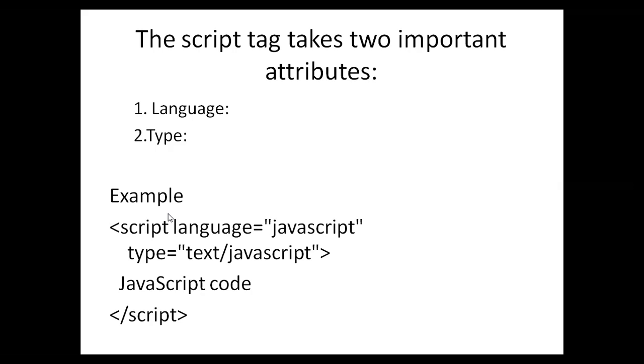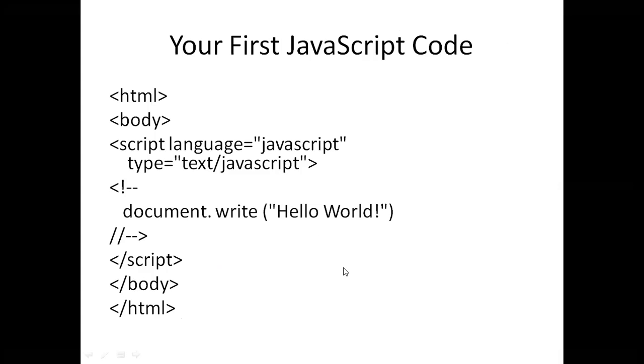So this is an example of a language and type: script language JavaScript, and type text slash JavaScript. Here we write the JavaScript code in a script. So remember this very simple syntax of JavaScript. This is your first JavaScript code, the example of JavaScript code.